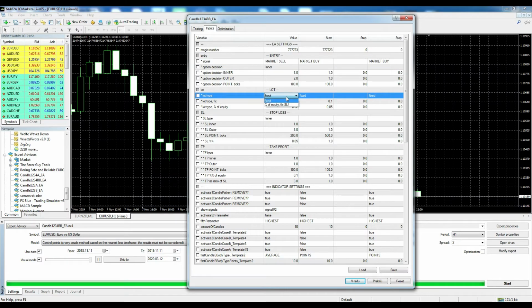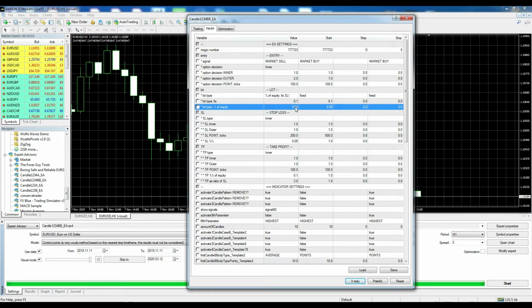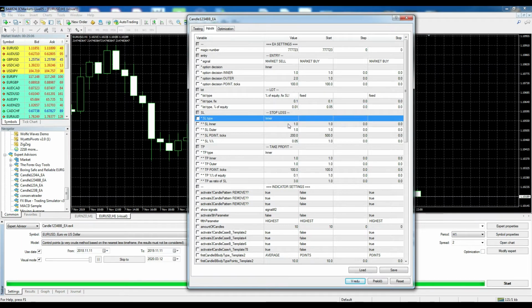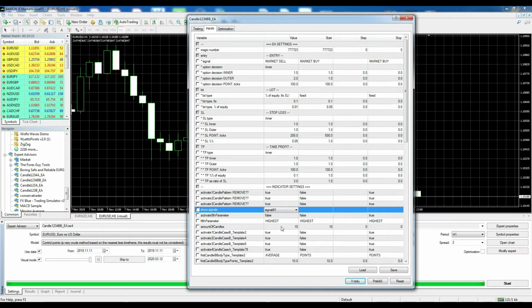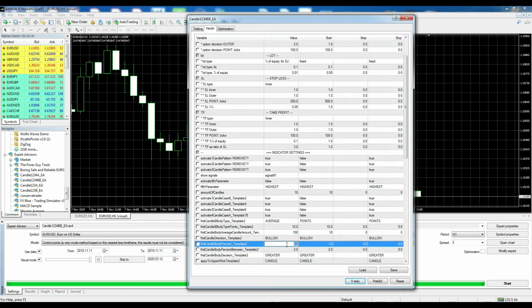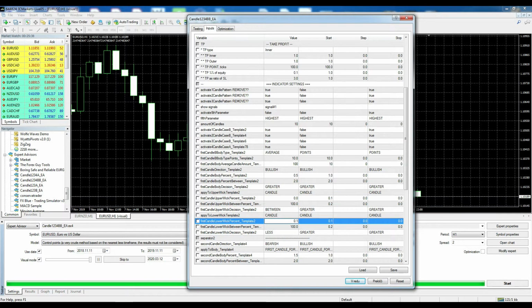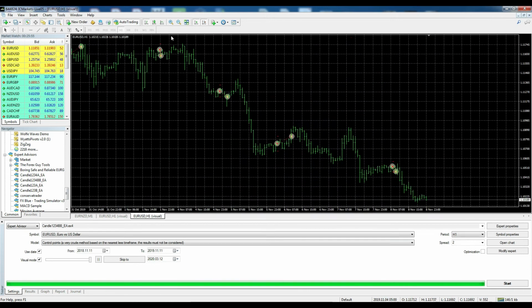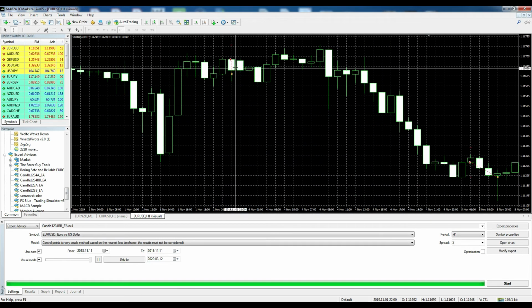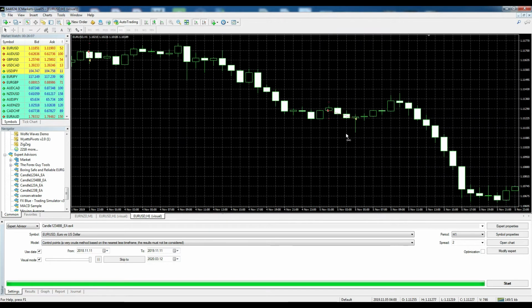Lot size doesn't really matter if you just want to see how successful the pattern is in terms of win percentage. Take profit and stop loss is inner size times 1, and candle structure is the same as for the indicator. And here is the result. You can see clearly that inner size 1 is for stop loss and take profit.